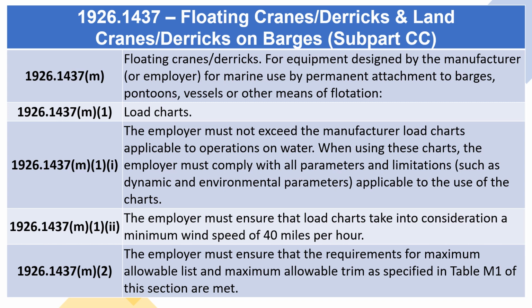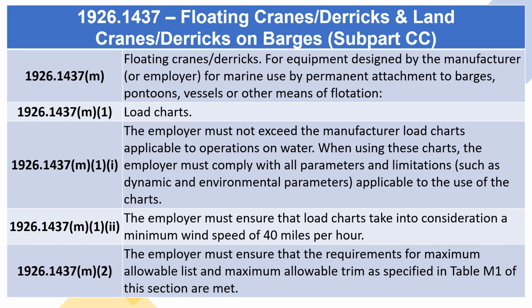1926.1437(M)(1), load charts. 1926.1437(M)(1)(i) and (M)(1)(ii). The employer must not exceed the manufacturer load charts applicable to operations on water. When using these charts, the employer must comply with all parameters and limitations, such as dynamic and environmental parameters, applicable to the use of the charts. The employer must ensure that load charts take into consideration a minimum wind speed of 40 miles per hour.